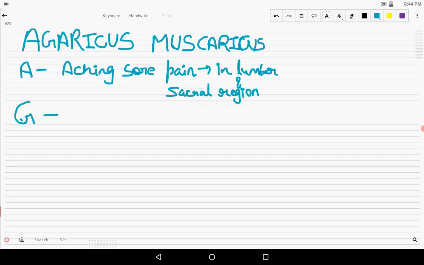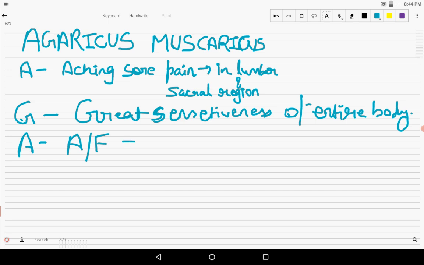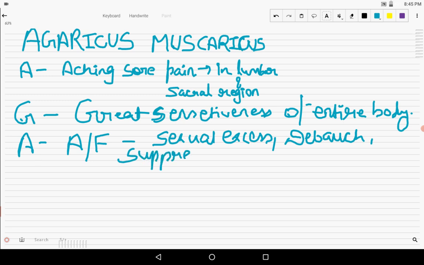Next is G, for great sensitiveness. Again A is for ailments from. So in Agaricus, the ailments from are sexual access, debauch, suppressed emotions, and indolent circulation.